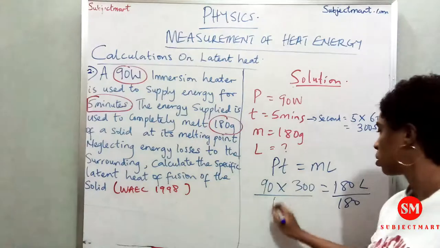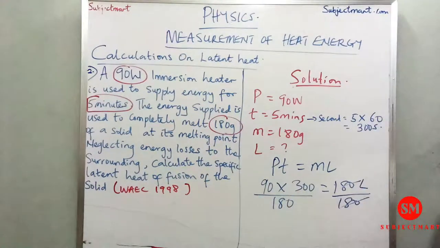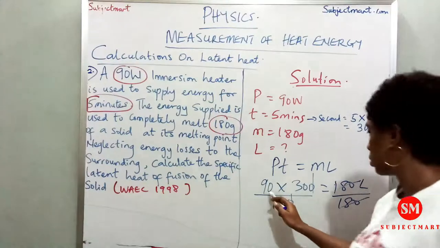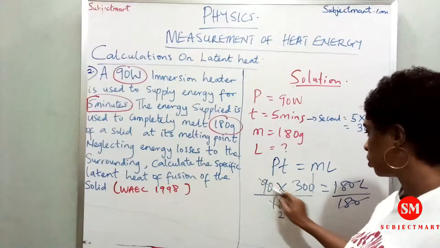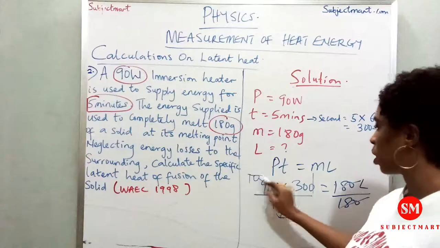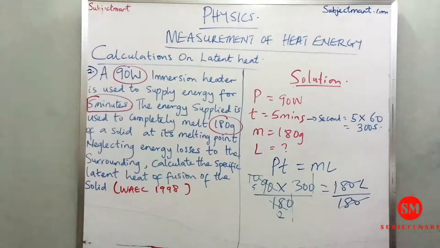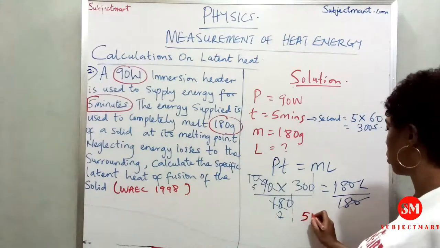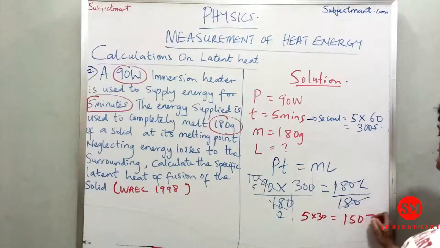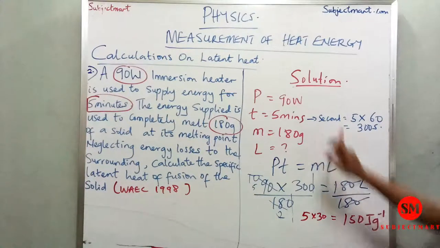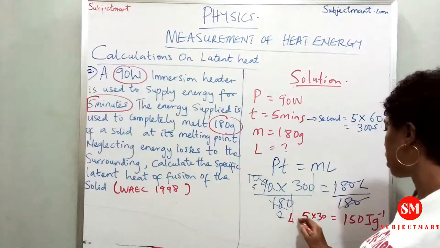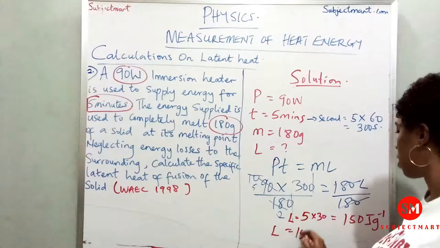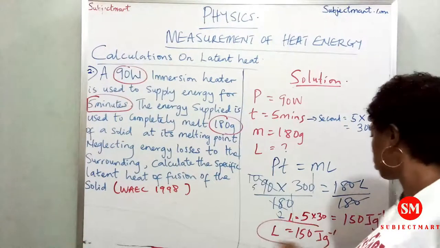So we divide both sides by 180. This cancels this, and this cancels this. So we have 9 here, 2; 9 here is 10; 2 here, 1; 2 here is 5. So we have 5 times 30, which equals 150 joules per gram. Don't forget our mass is in gram. So the latent heat of fusion of the solid, L, is equal to 150 joules per gram.